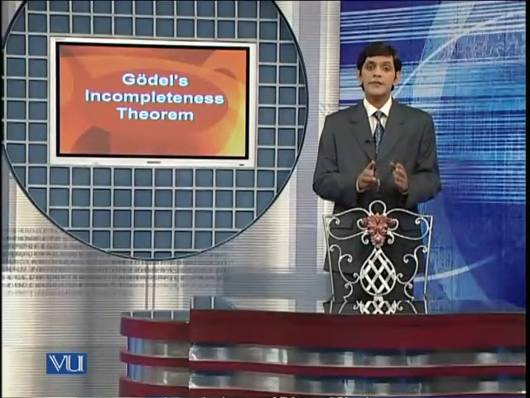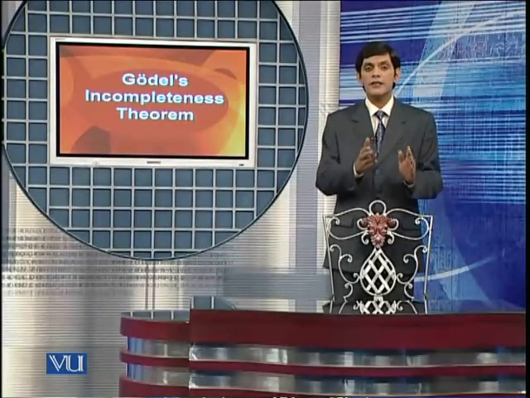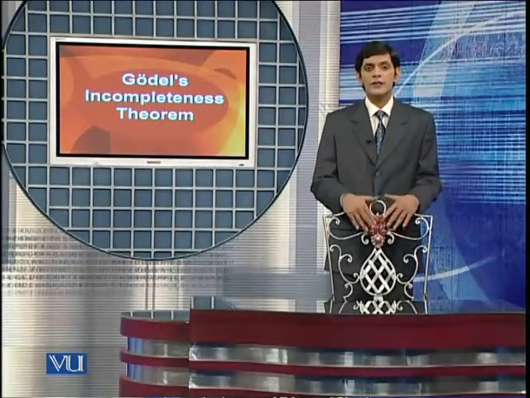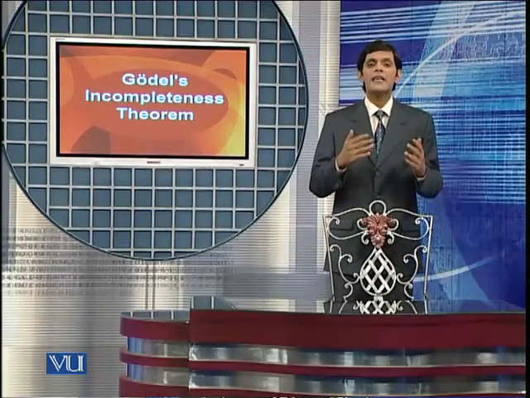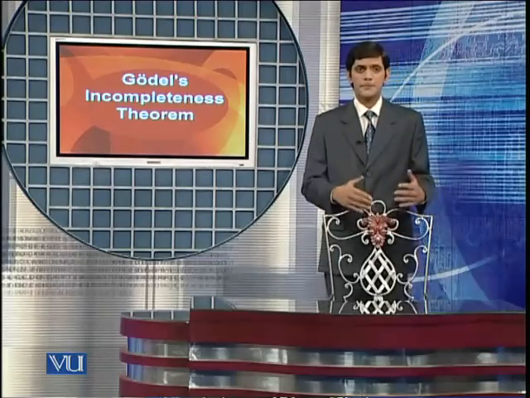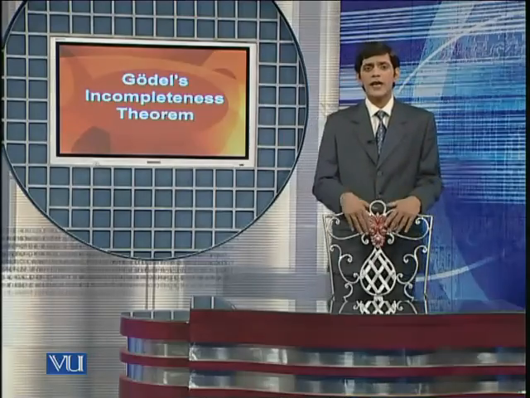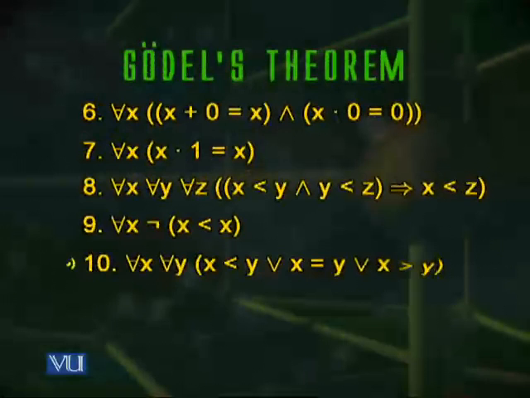The second alternative is that the second number is smaller than the first one. And the third alternative is that they are equal. This is called the law of trichotomy, and exactly one of them holds. Let's continue looking at these axioms, the Peano axioms.